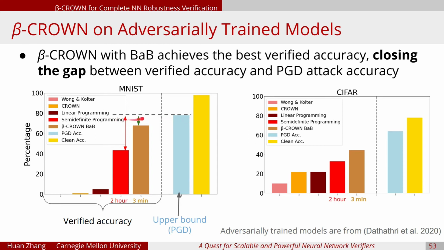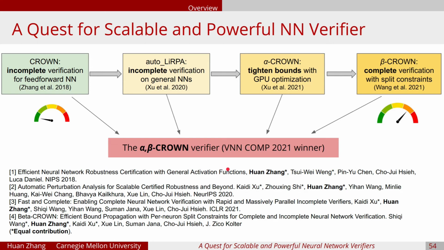Actually, we are closing the gap between the verified accuracy and PGD attack accuracy on the MNIST dataset. And on CIFAR, there's still some gap, where we do much better than the existing approach, and we are much faster. Finally, by combining all those techniques together, we have the alpha-beta-CROWN verifier, which participated in VNN-COMP, the competition on the verification of neural network computation.